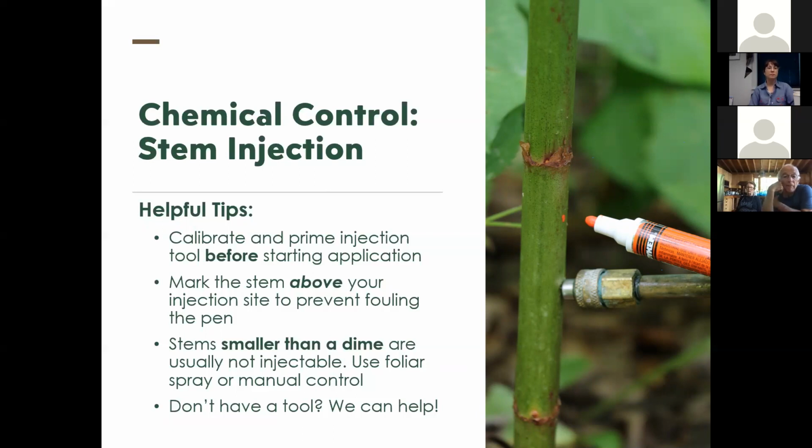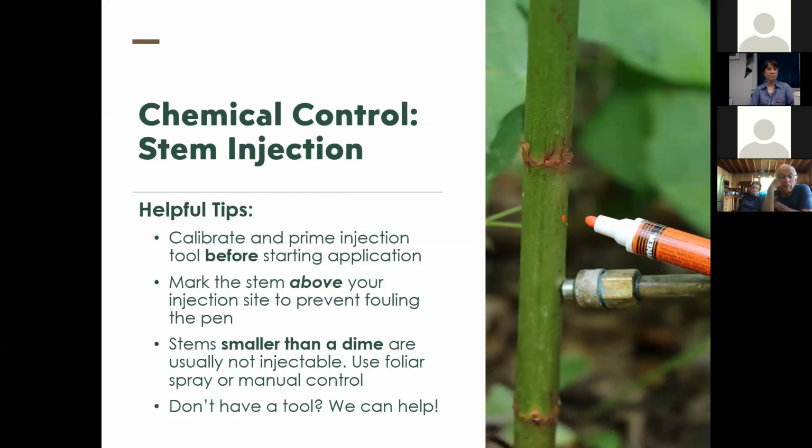When marking the stems, we recommend doing this above your injection site to prevent fouling the paint pen or marker that you're using. Often when you inject the stem, a small amount of herbicide may trickle out of the injection site down the stem. So if you're marking below, you're going to be putting your pen right into that herbicide.